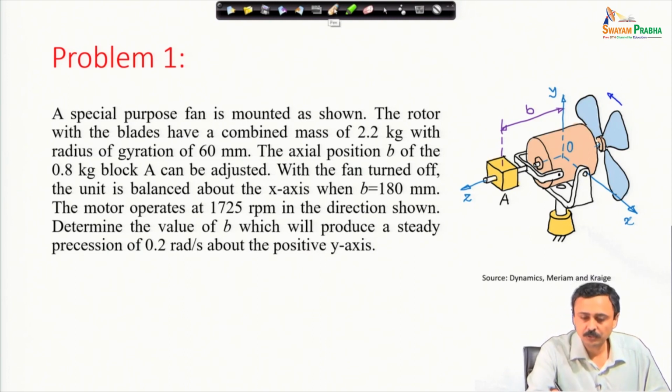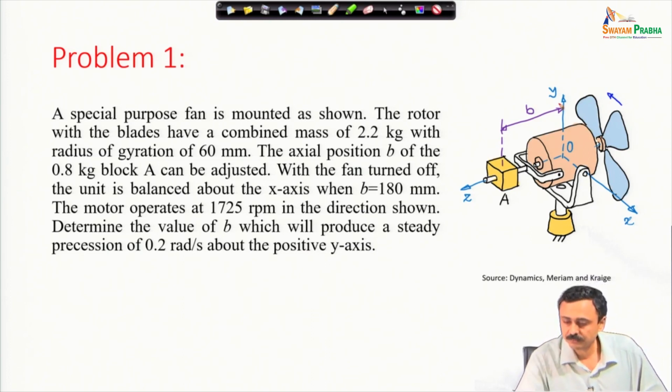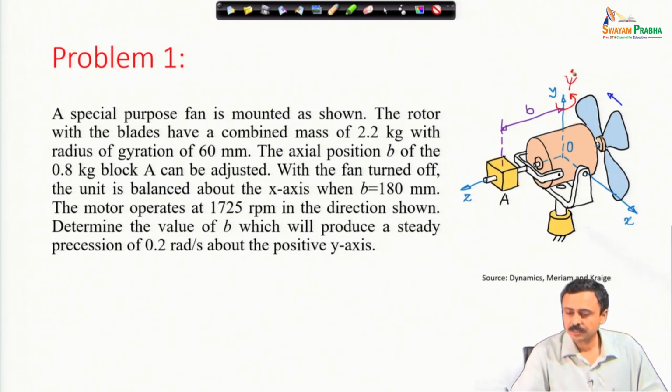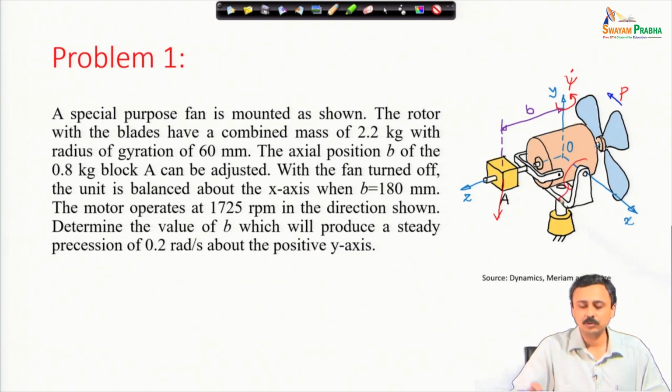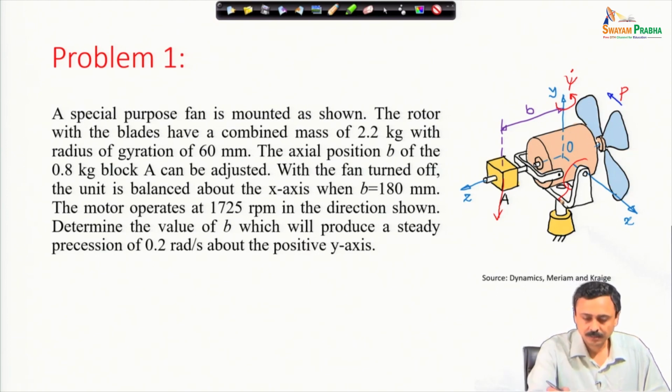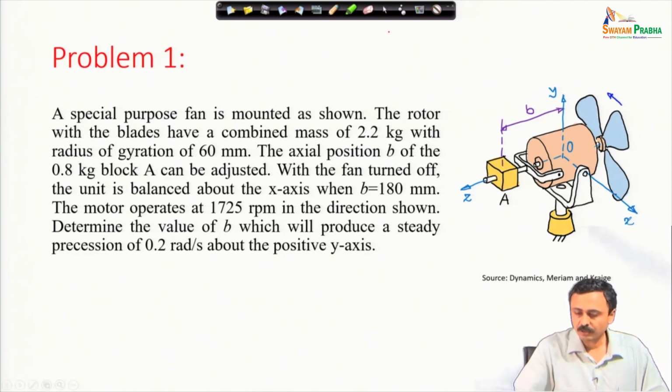In other words, we want to have a precession like this. This is the spin of the fan, and because of the weight of this block, we will have a moment about the x axis, which is going to lead to precession. When B is 180 millimeter, the unit is balanced, meaning the center of mass is at O, so it will be balanced.